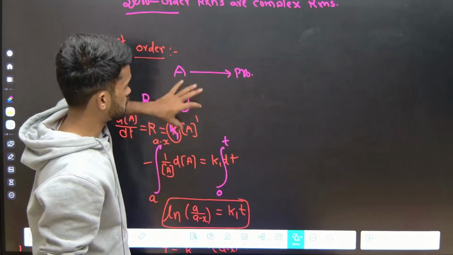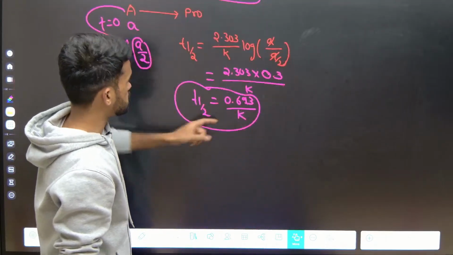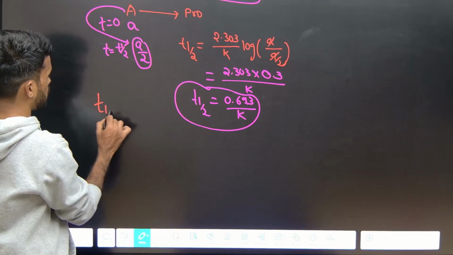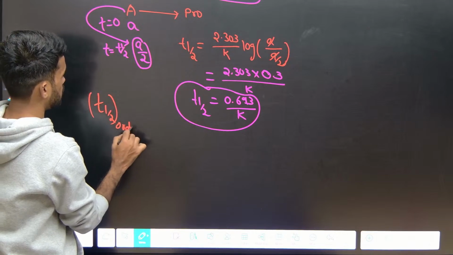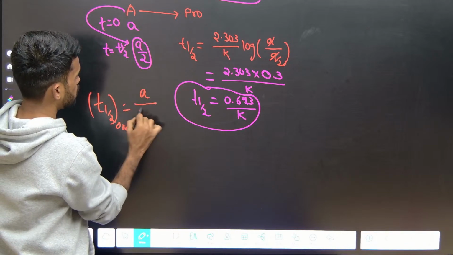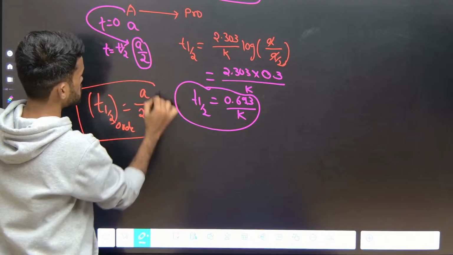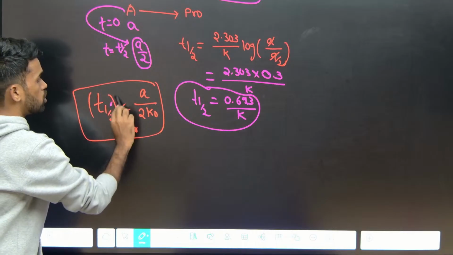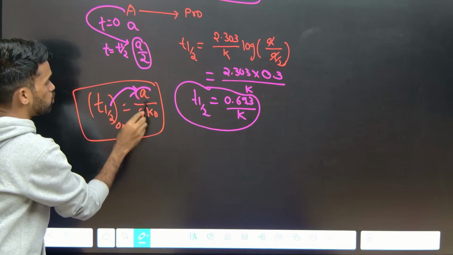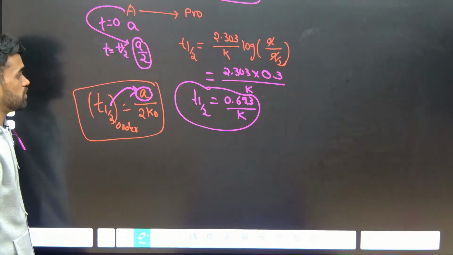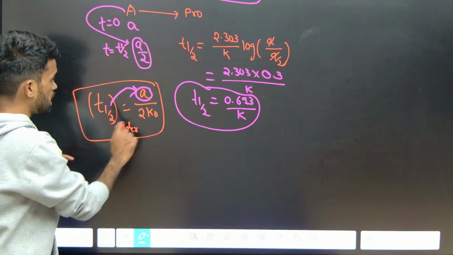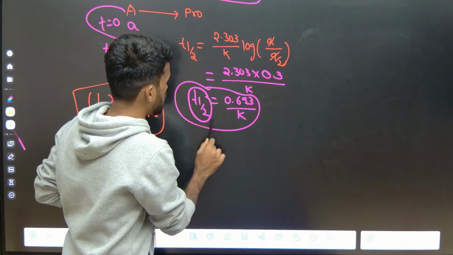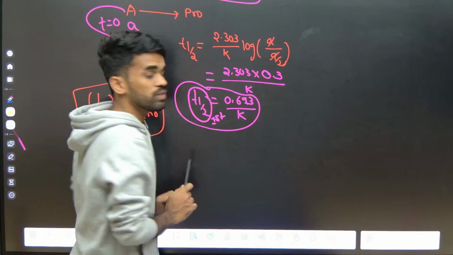Initial concentration by 2 K naught will be your zero order half life period. And for first order it is 0.693 by K. So if you look at the two equations, I am writing t half of zero order as initial concentration A naught by 2 K naught. So the half life of the zero order reaction is directly proportional to the initial concentration of this reaction. But if you see the half life of the first order reaction, it is independent of initial concentration.